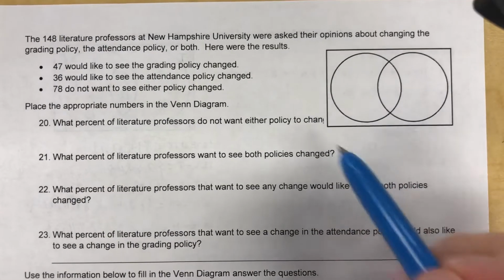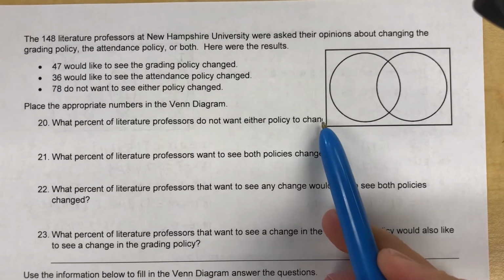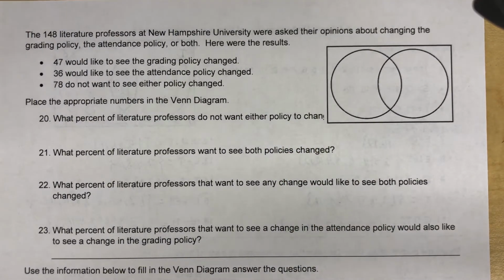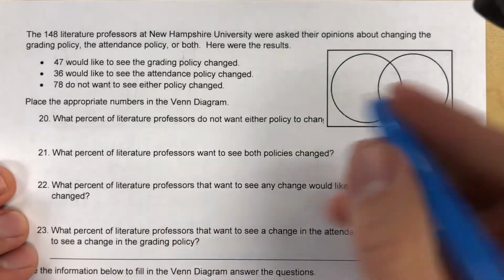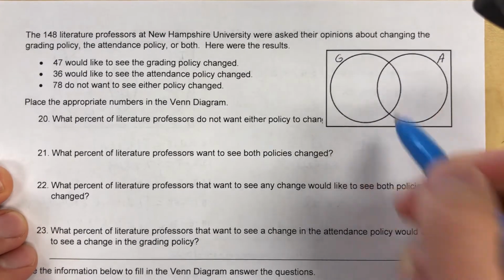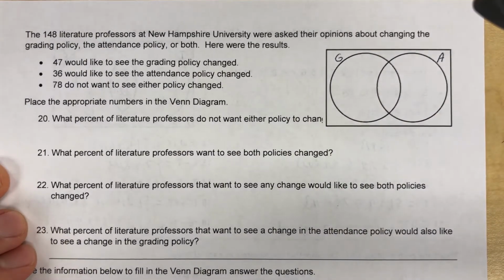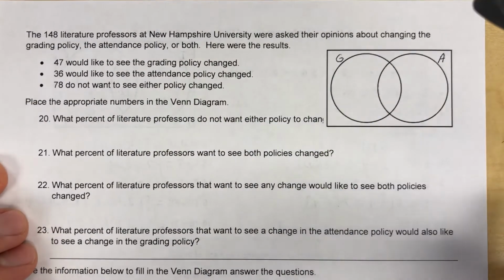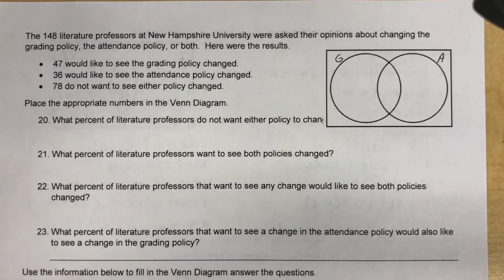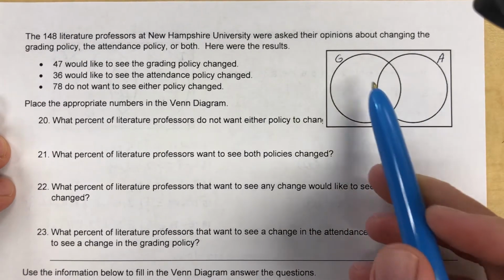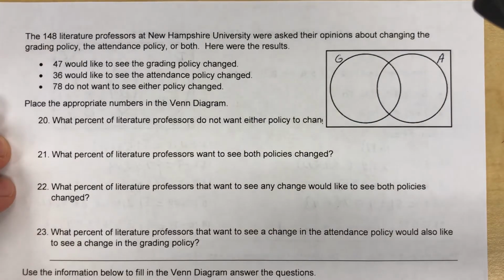Just throwing that out there. Anyway, let's deal with our Venn diagram, and we chopped off a little bit here, but it basically says either a policy to change. That was the question. So let's label some stuff. We're dealing with the grading policy and the attendance policy, and this, of course, is both. And the total, without me even reading anything, the total of everything I see in this Venn diagram is going to be 148. Okay? 148. So I know I have this region, which is outside the circles, plus this one, plus this one, plus this one. It better be 148, or we've done something wrong.